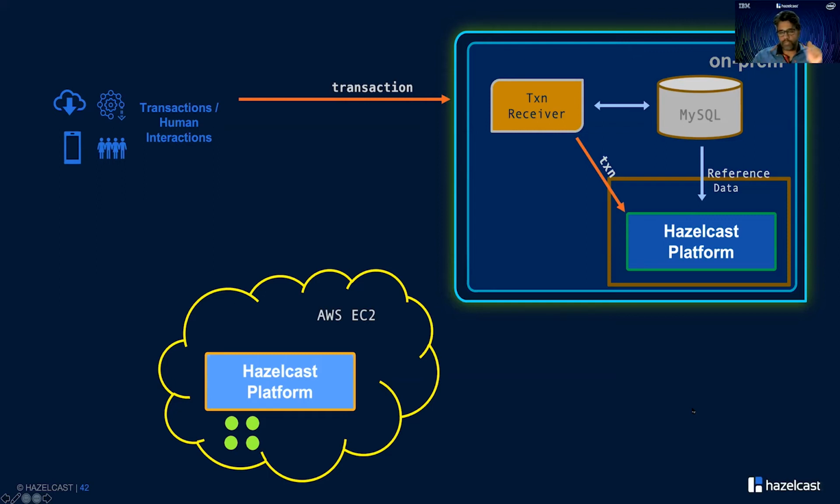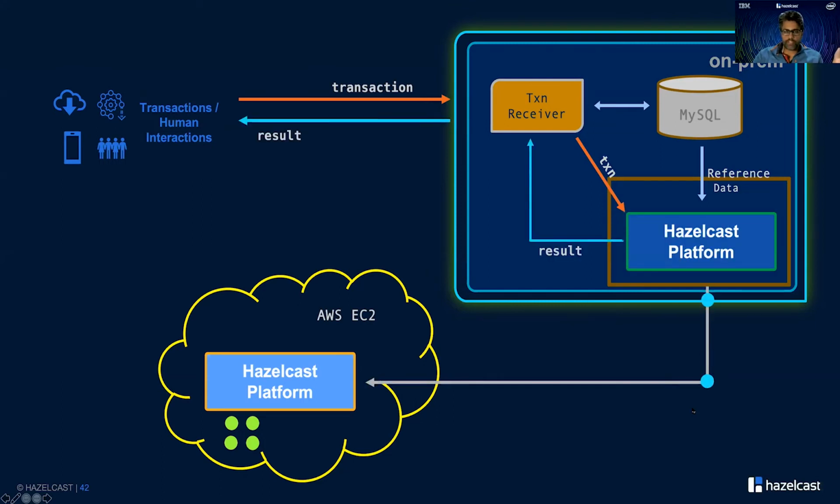And I'll show you in a minute what the different stages of processing of the transaction are. And once the processing is complete, this is my platform for processing the transaction. As soon as the transaction processing is complete, it sends the result back to the original source, and it also replicates the result. It also stores the result in a Hazelcast map, or Hazelcast cache, which is also replicated to the AWS EC2 cluster.